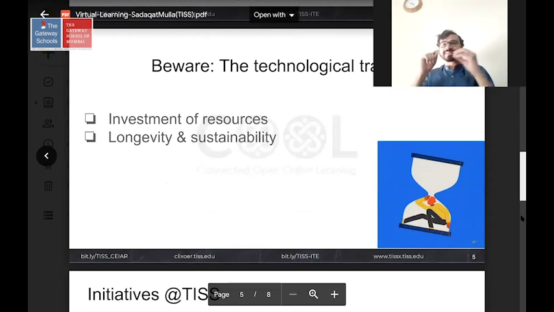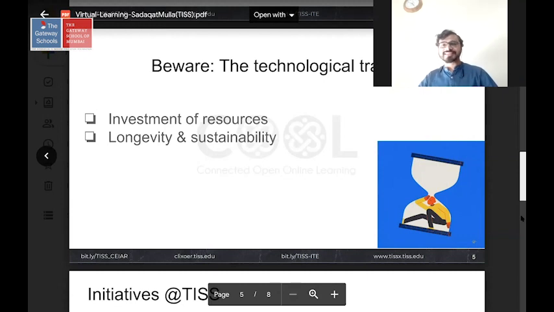Yeah. So this is, I think, where I pause and emphasize: beware of technological traps. I am telling you this as I lead the technology front at the Center for Education Innovation and Action Research. And we have a host of websites.